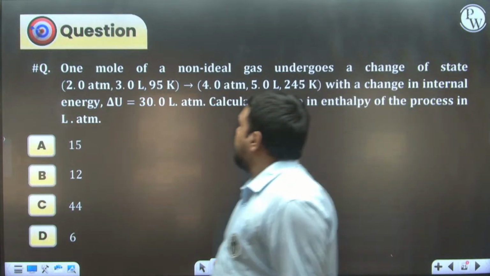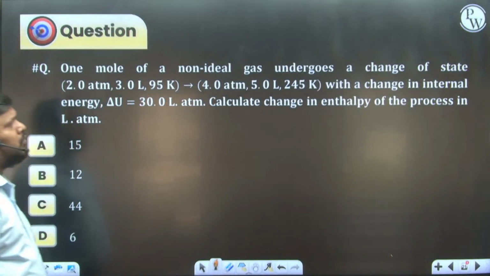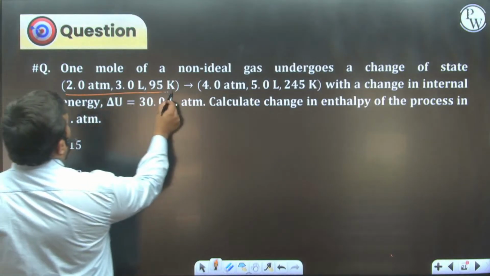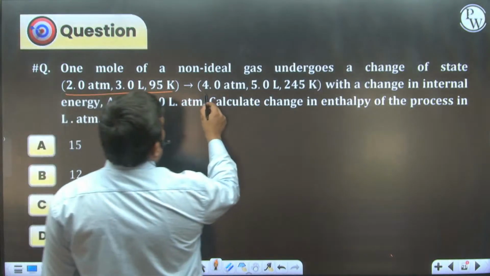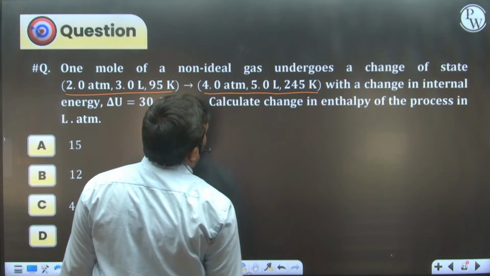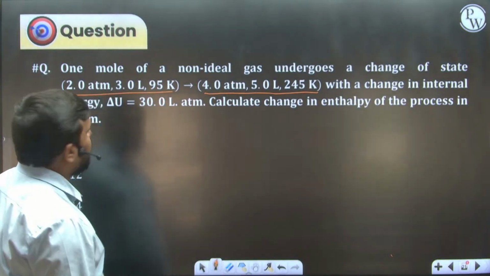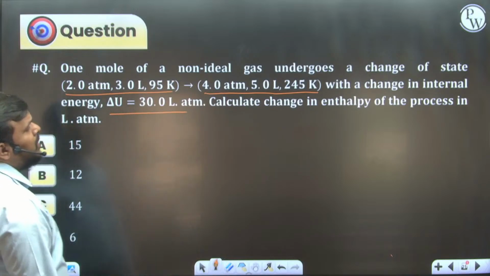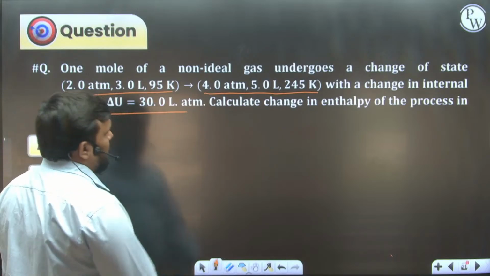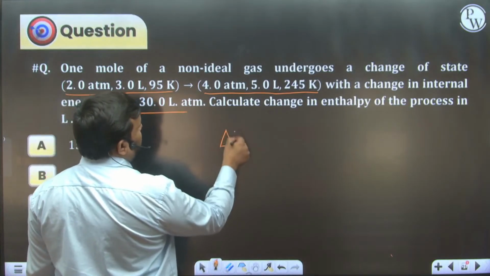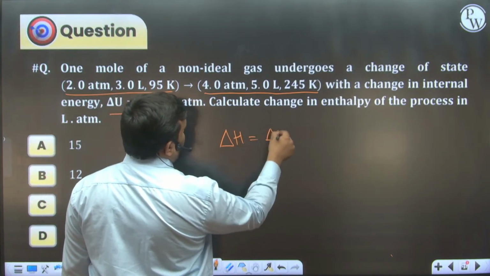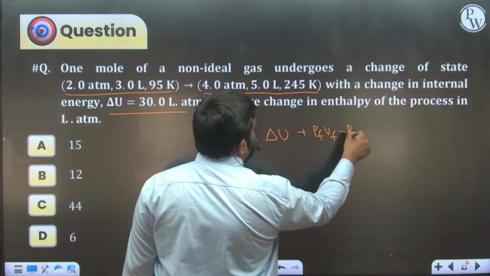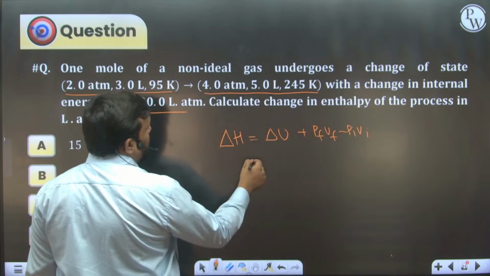1 mole of a non-ideal gas undergoes a change of state from 2 atm, 3 liter, 95 Kelvin to 5 atm, 4 liter, 245 Kelvin with a change in internal energy delta U equal to 30 liter atm. Calculate the change in enthalpy. As I told you already, delta H is equal to delta U plus P final V final minus P initial V initial. This is the equation you have to use.